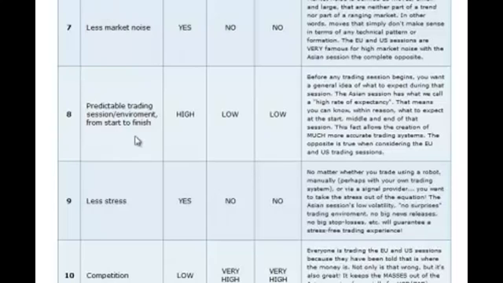Predictable trading sessions. Predictable start to finish. We've already talked about that. The Asian session, very predictable. Not so predictable in the other sessions.